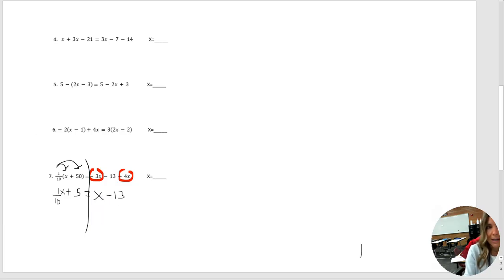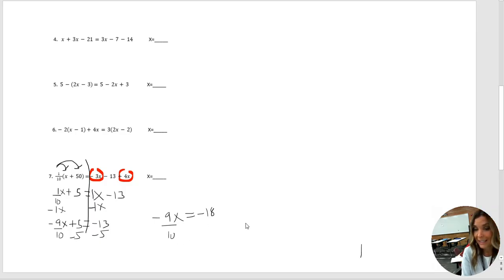Okay, now at this step, you need to recognize that the coefficient of this term is a 1. So when I collect my variable terms on the left side, I'm left with negative 9/10 x plus 5 equal to negative 13. And then I'm going to subtract 5 from both sides. So negative 9/10 times x equals negative 18.